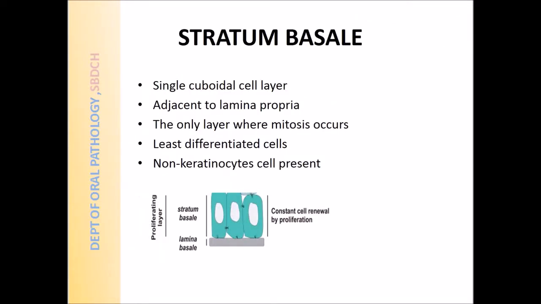Coming to stratum basale, this layer consists of a single cuboidal cell layer adjacent to the lamina propria. This is the only layer where mitosis occurs. It contains the least number of differentiated cells and it contains non-keratinocyte cells.